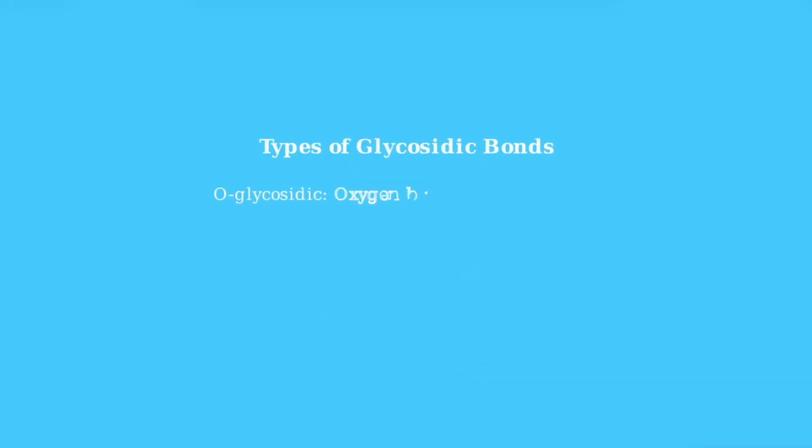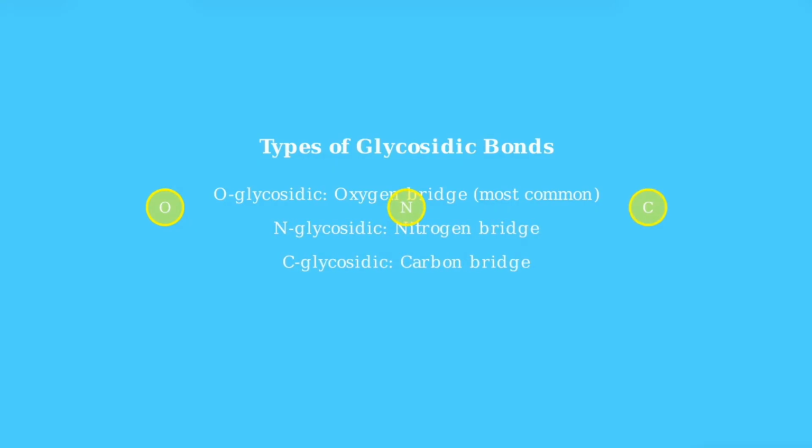Glycosidic bonds come in three main types. The most common is O-glycosidic, where an oxygen atom forms the bridge between sugars. N-glycosidic bonds use nitrogen and are found in nucleotides and some sugars. C-glycosidic bonds use carbon atoms and are less common but very stable.